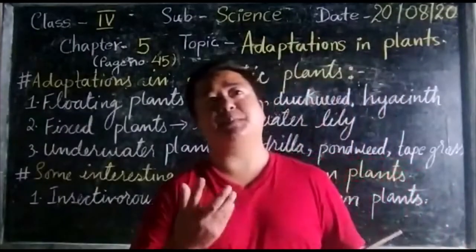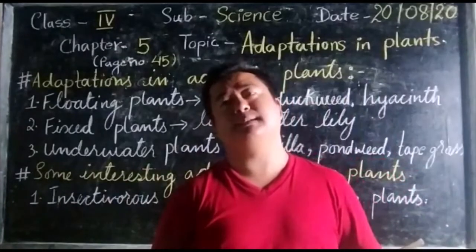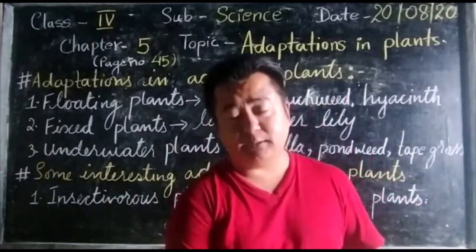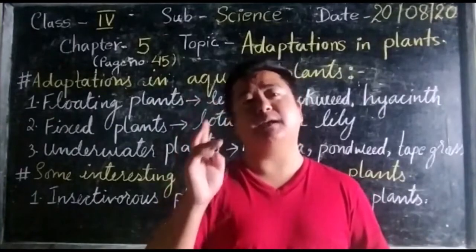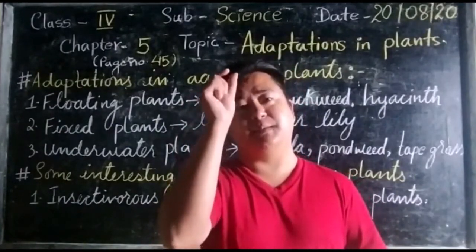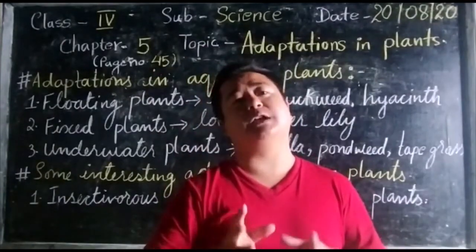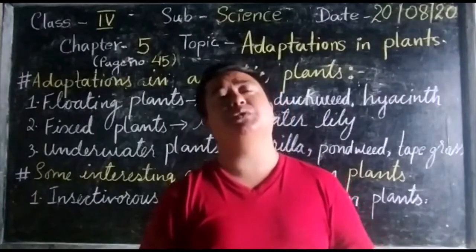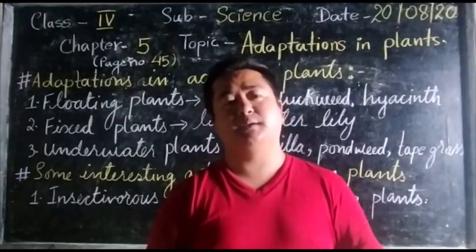And the main speciality or adaptation of these plants is the leaves. They are very thin and ribbon-like, and very narrow. The shape of the leaves is very thin, in the shape of a ribbon, and very narrow, and they don't have stomata.